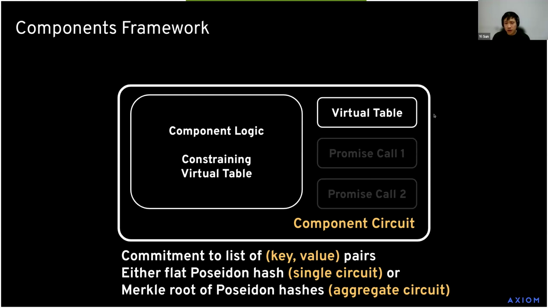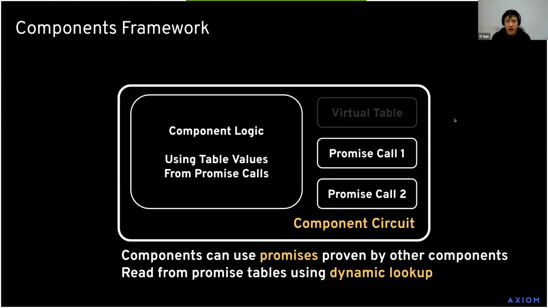And so this shows that actually a component can be fulfilled in multiple ways. Here we could either have a single circuit, or we could have an aggregation of several single circuits. So for example, for catch-up, if we just want to compute maybe 10 catch-up hashes, we can do that in a single circuit. If we wanted to compute 10,000 catch-up hashes, we would do that in an aggregate circuit. And so the main idea of components is that we allow some of the components to use promises proven by other components. And there, the way this works is that we take the virtual tables exposed by those other components and read them into materialized tables inside the component logic, and then use dynamic lookup to read from those tables.